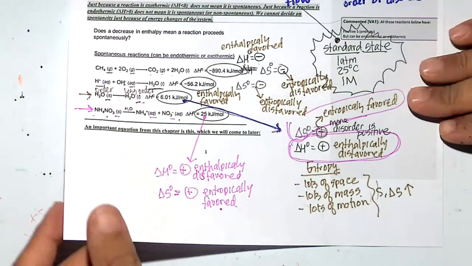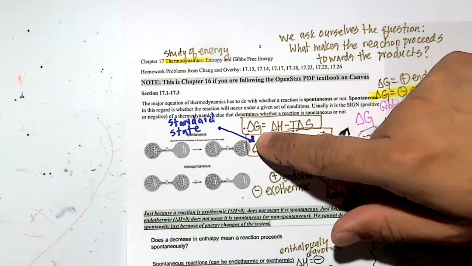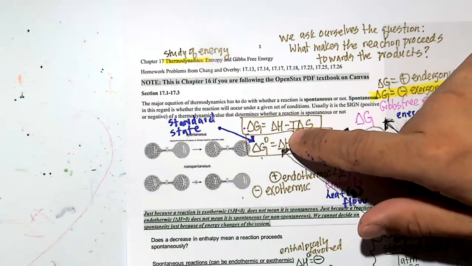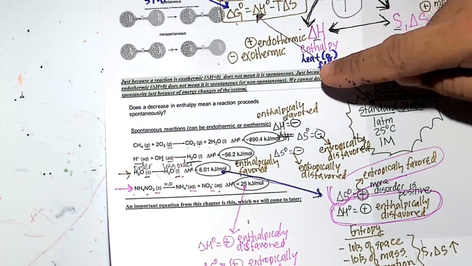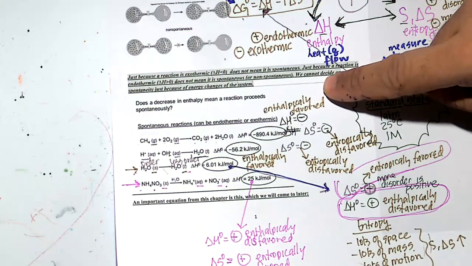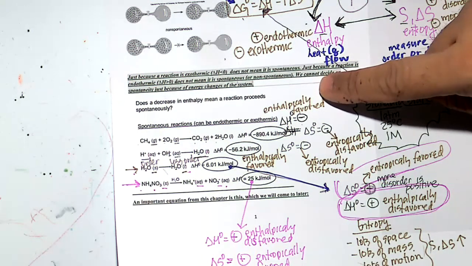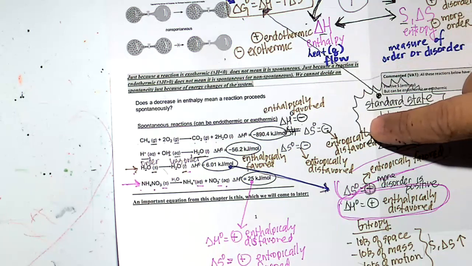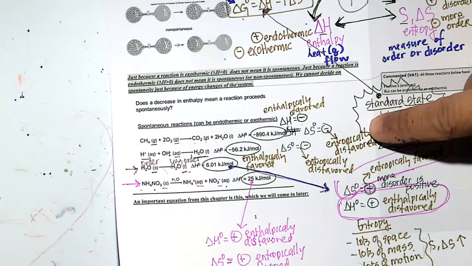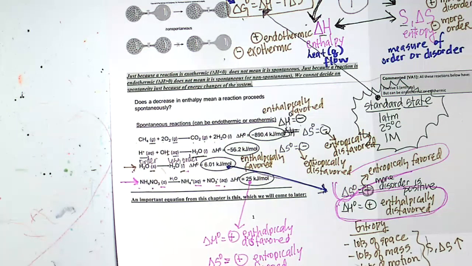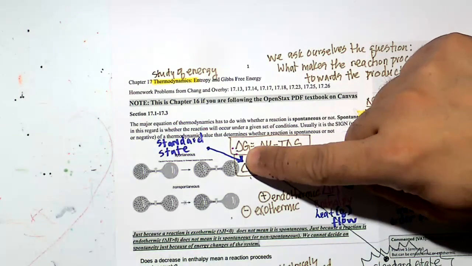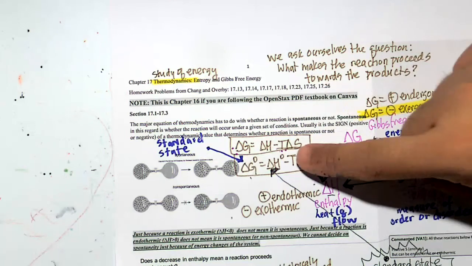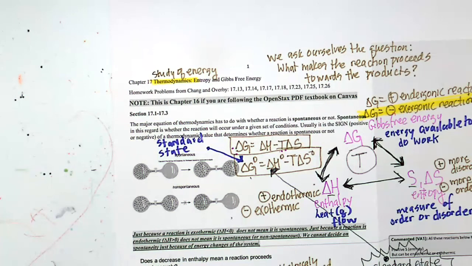In such a situation where it's favored in one but disfavored in the other, delta G is the final arbiter. Delta G is the final judge. And sometimes temperature may play a role. Look at this first reaction. This is the last thing I'll say. This first reaction is favored in terms of enthalpy, but not favored in terms of entropy. So which way will the reaction go? Will it move to products? Again, it depends on the value of delta G. If it's negative, then yes, it will go to products. And sometimes temperature can play a role in making it go to products.